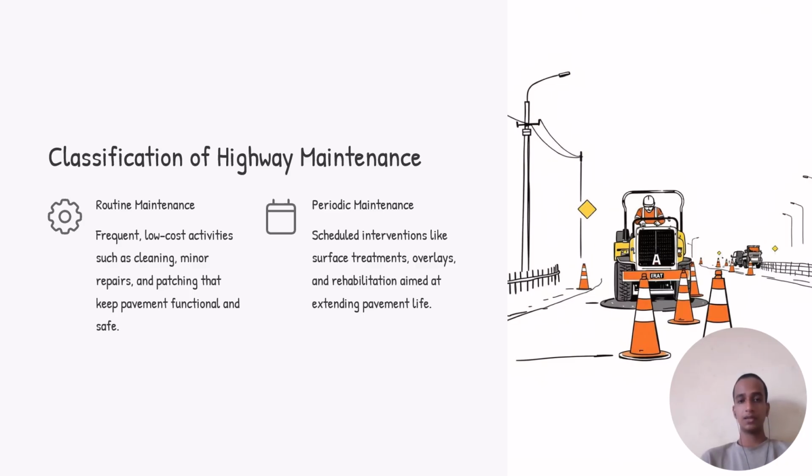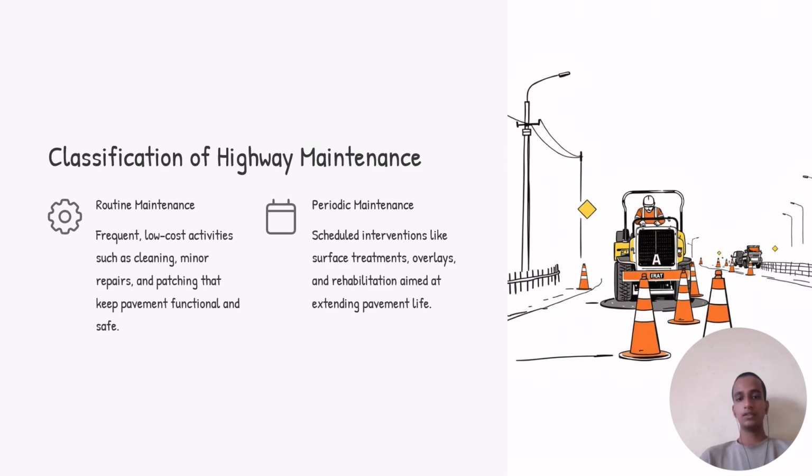Now, as we have learned about the types of distresses, we will go on to the classification of highway maintenance. There are two types of highway maintenance, that is routine maintenance and periodic maintenance. As I told you in the introduction, routine maintenance is a continuous process of frequent, low-cost activities that help us maintain the longevity of the road, and it is less heavy on your pockets and certainly economical.